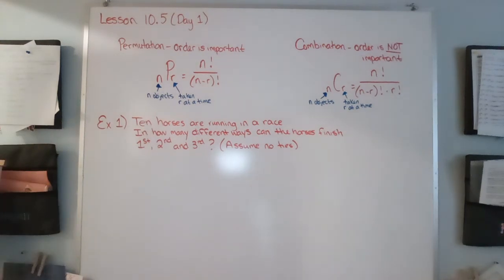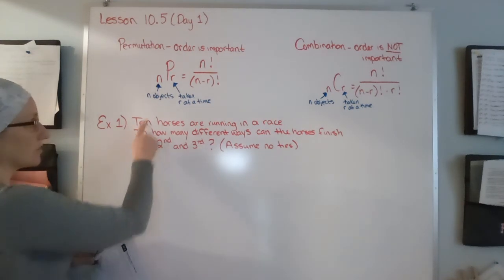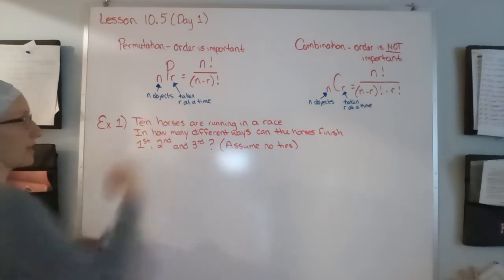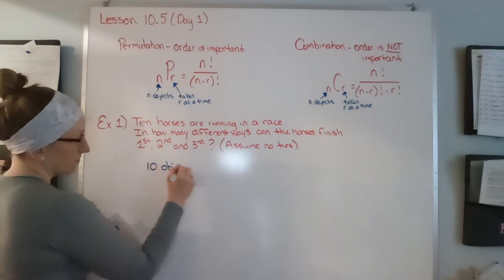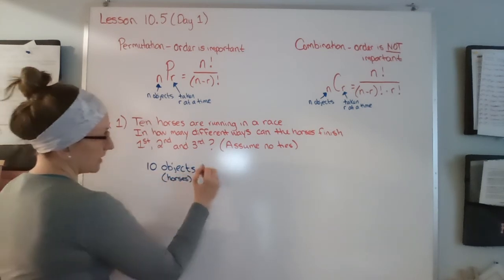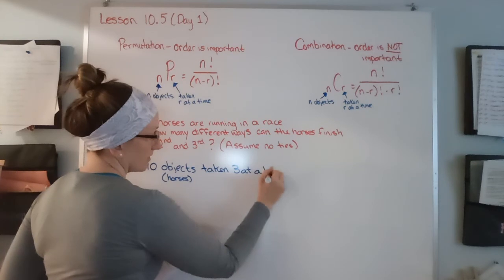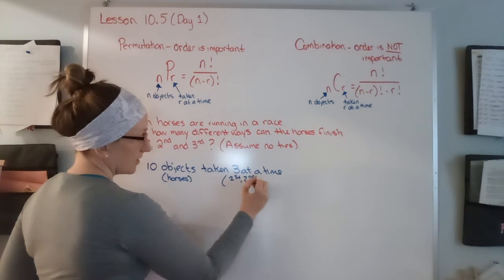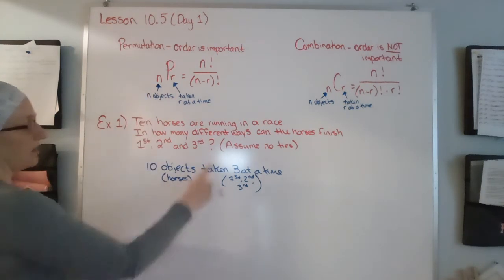So since it's a permutation problem, we're going to talk about what are the objects taken how many at a time. There are 10 horses, so that would be 10 objects, and we're considering first, second, and third place, so taken 3 at a time. So we'll write that in words: 10 objects, which are your horses, taken 3 at a time. And where did I get the 3 from? That's first, second, third place. Okay? So the 10 is your n, the 3 is your r.